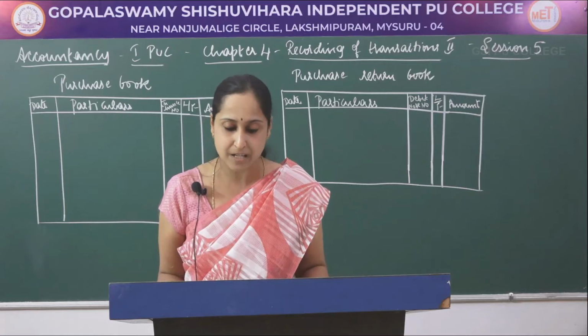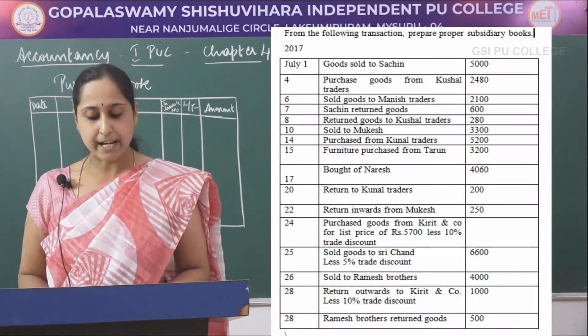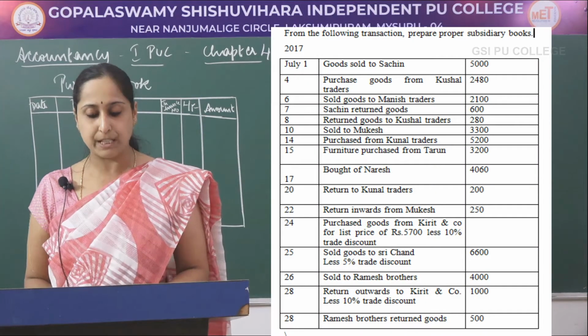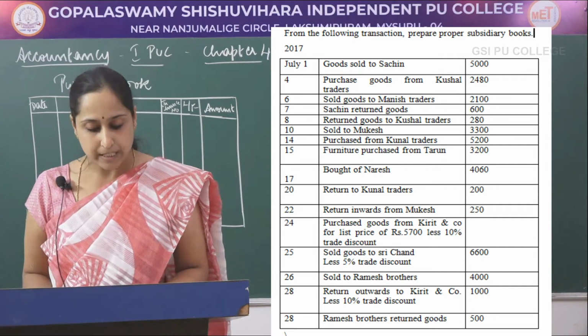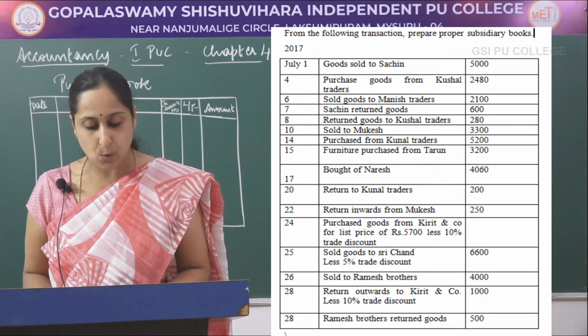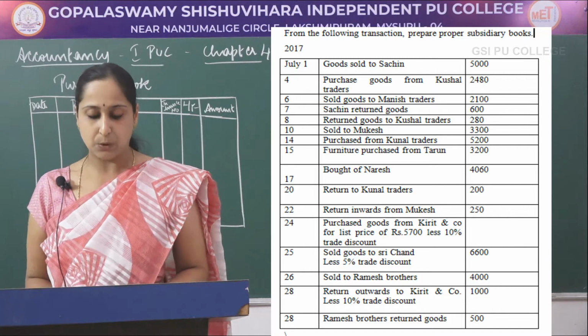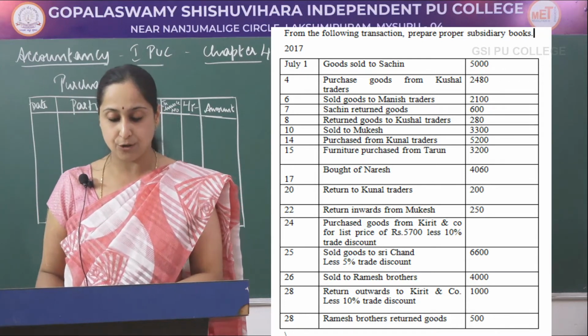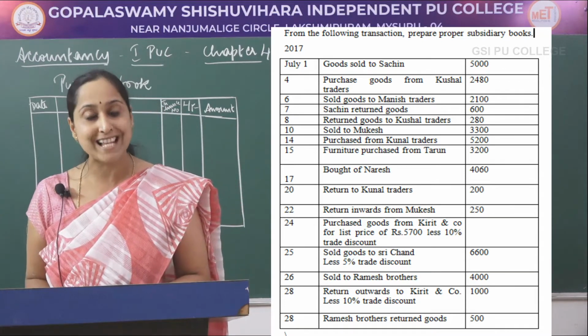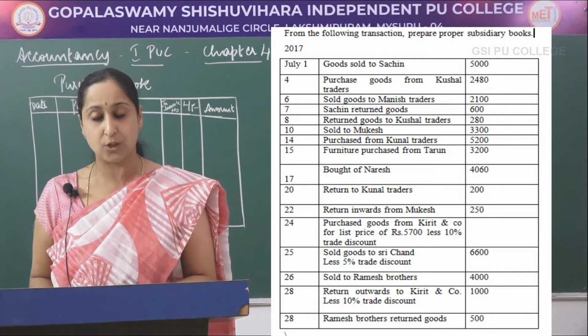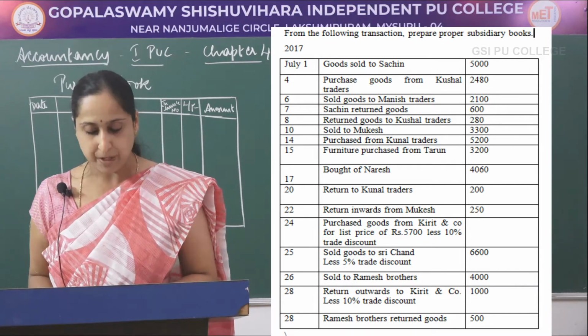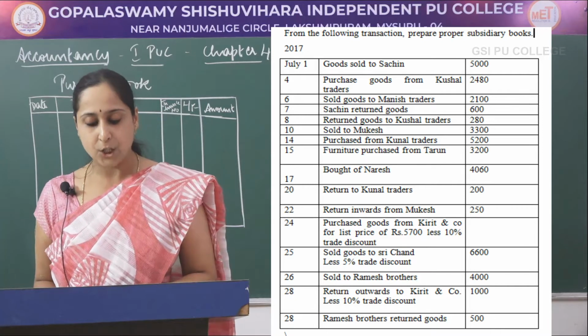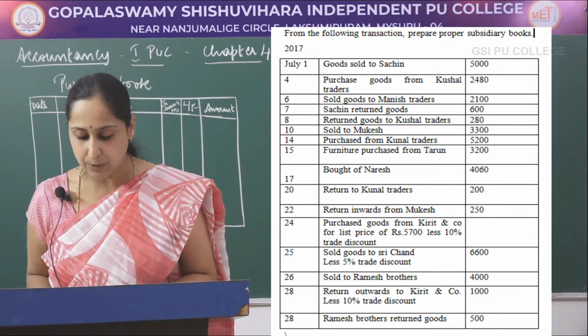So now let's start with the problem. From the following transactions, prepare proper subsidiary books. 2017 July 1st, goods sold to Sachin 5,000. So in this transaction you have to enter into sales book because you are selling goods to Sachin worth rupees 5,000. On July 4th, purchase from Kushal Traders 2,480.